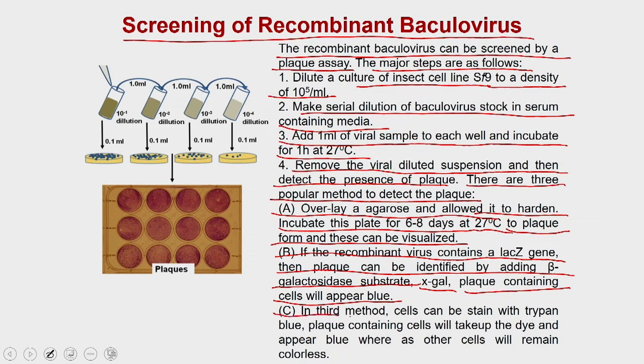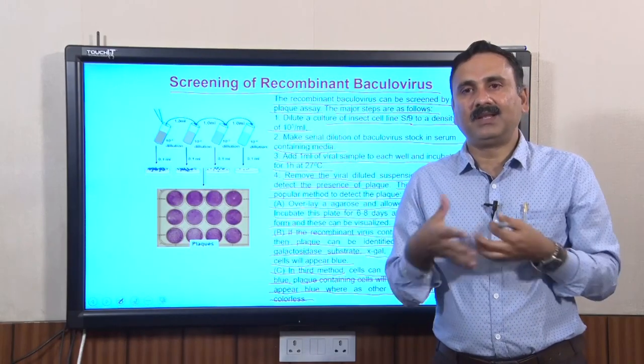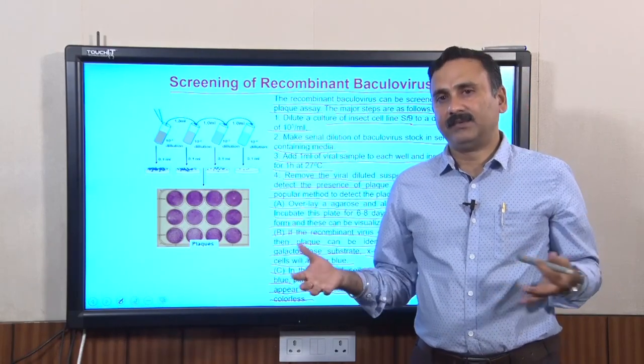In the third method, cells can be stained with trypan blue, and plaque-containing cells will take up the dye and appear blue, whereas the other cells will remain colorless. So plaque is nothing but the holes within the cell. So once you add the trypan blue, the trypan blue will directly go into these cells and it will give you the blue color.